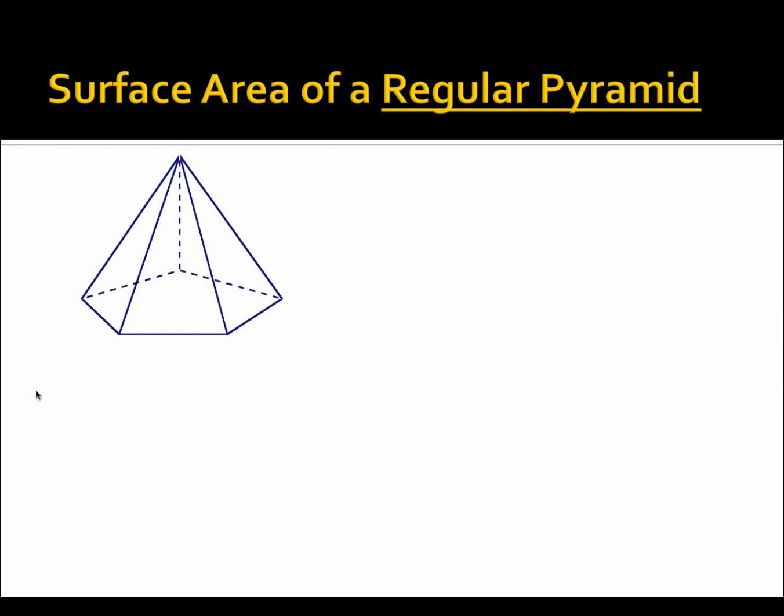Okay, what's the net for that thing look like? Draw one. Remember, a net is a 2-dimensional shape, not a 3-dimensional shape. And also notice how many sides the base has.